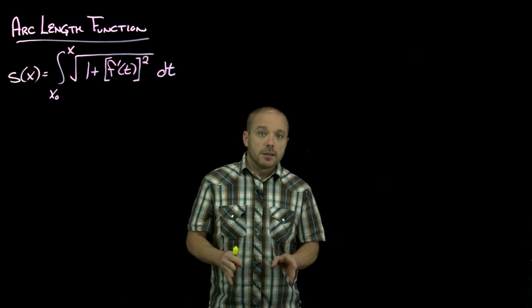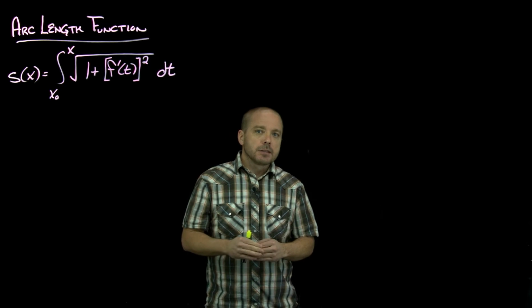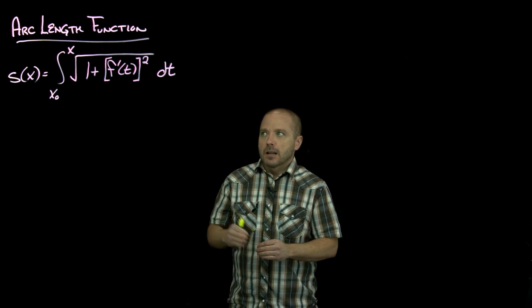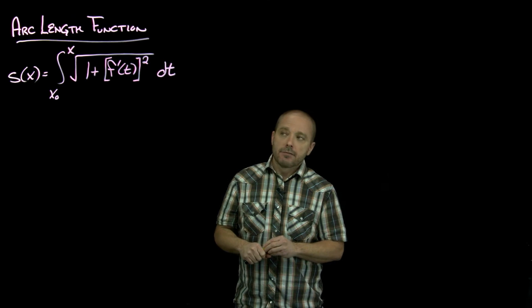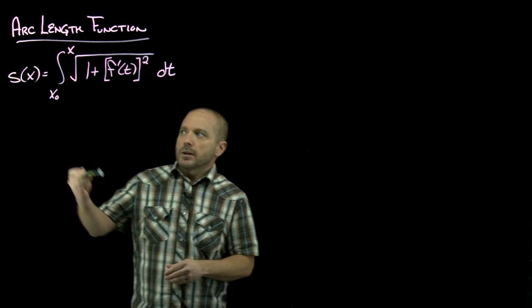Previously, we had looked at the arc length integral, and that was an integral from a to b that would give us the length of a curve from a to b. Now we want to look at something called the arc length function. If you look at that, it looks very similar to what we had for arc length. Notice what it's doing, though.